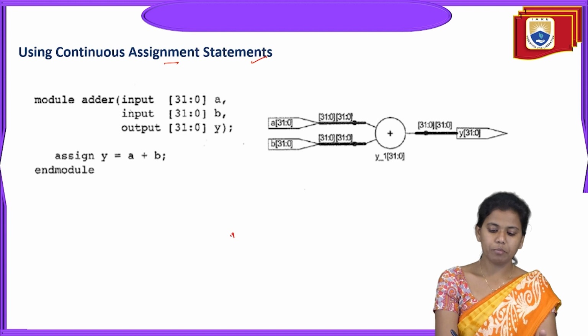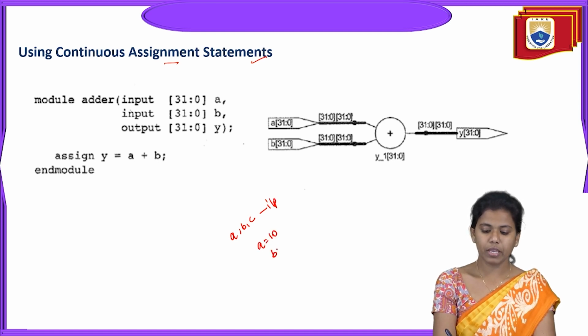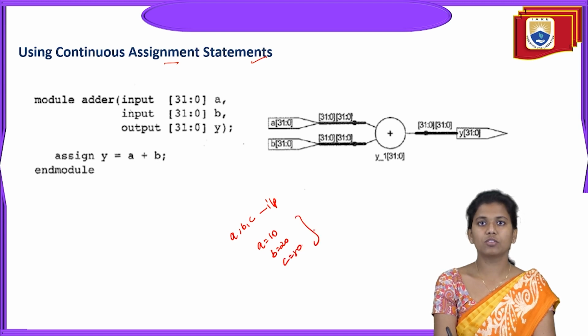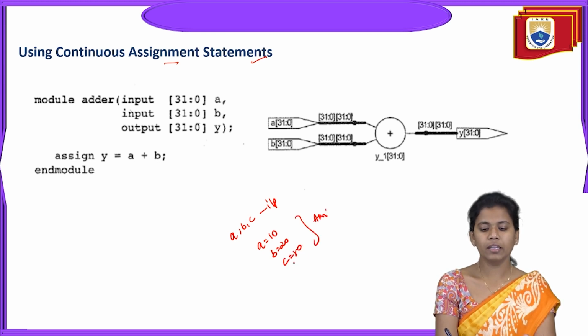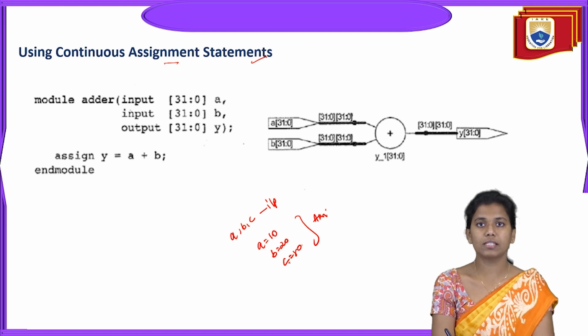For example, my inputs are A, B and C, and I want to initialize some values onto these inputs. So A is equal to 10, B is equal to 20 and C is equal to 30. This is nothing but the assignment. Coming to continuous assignment statements, we have discussed not only the continuous assignment statement but also different kinds of statements based on the nets, based on the delays, based on the operators, different kinds of continuous assignment declaration statements and so on.